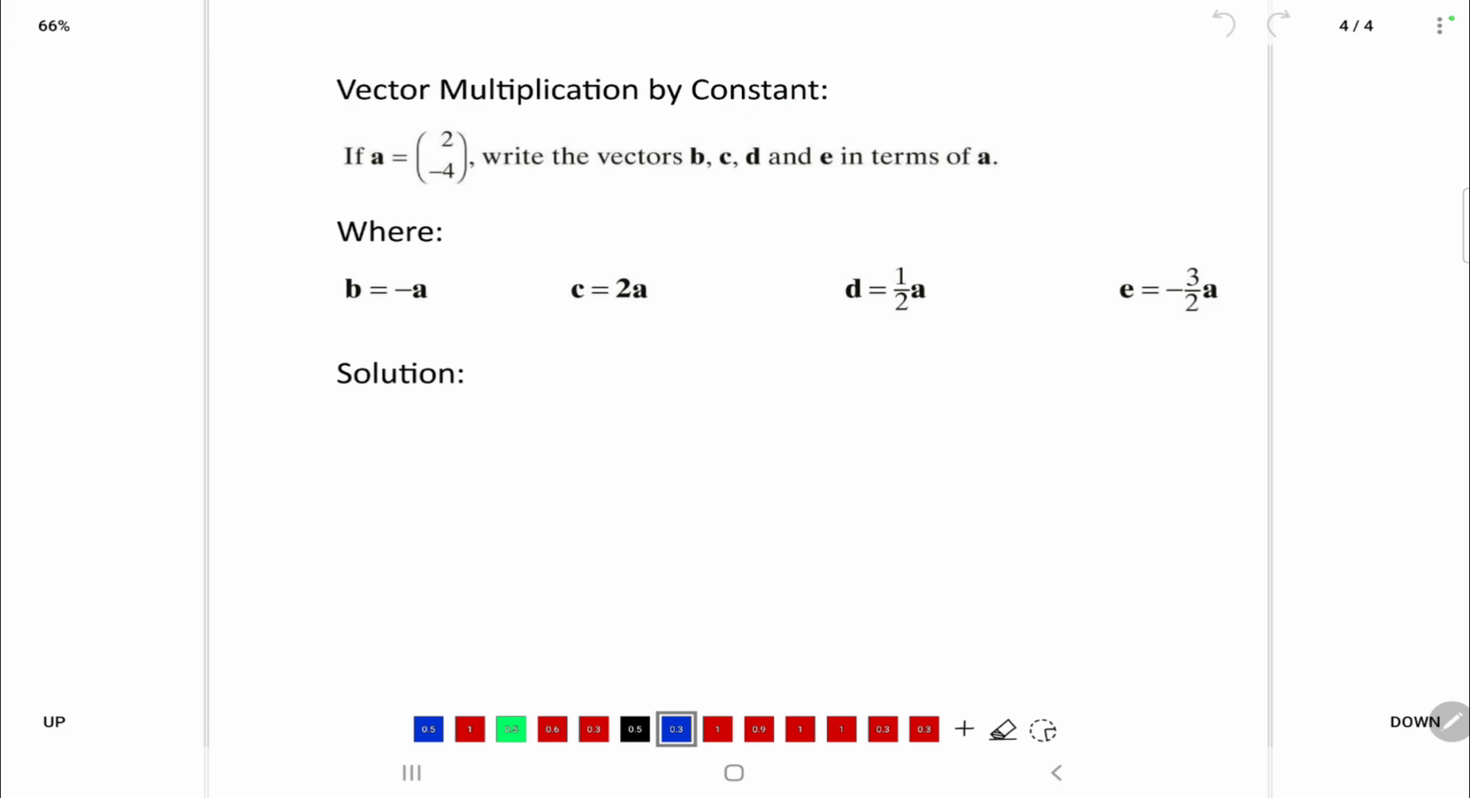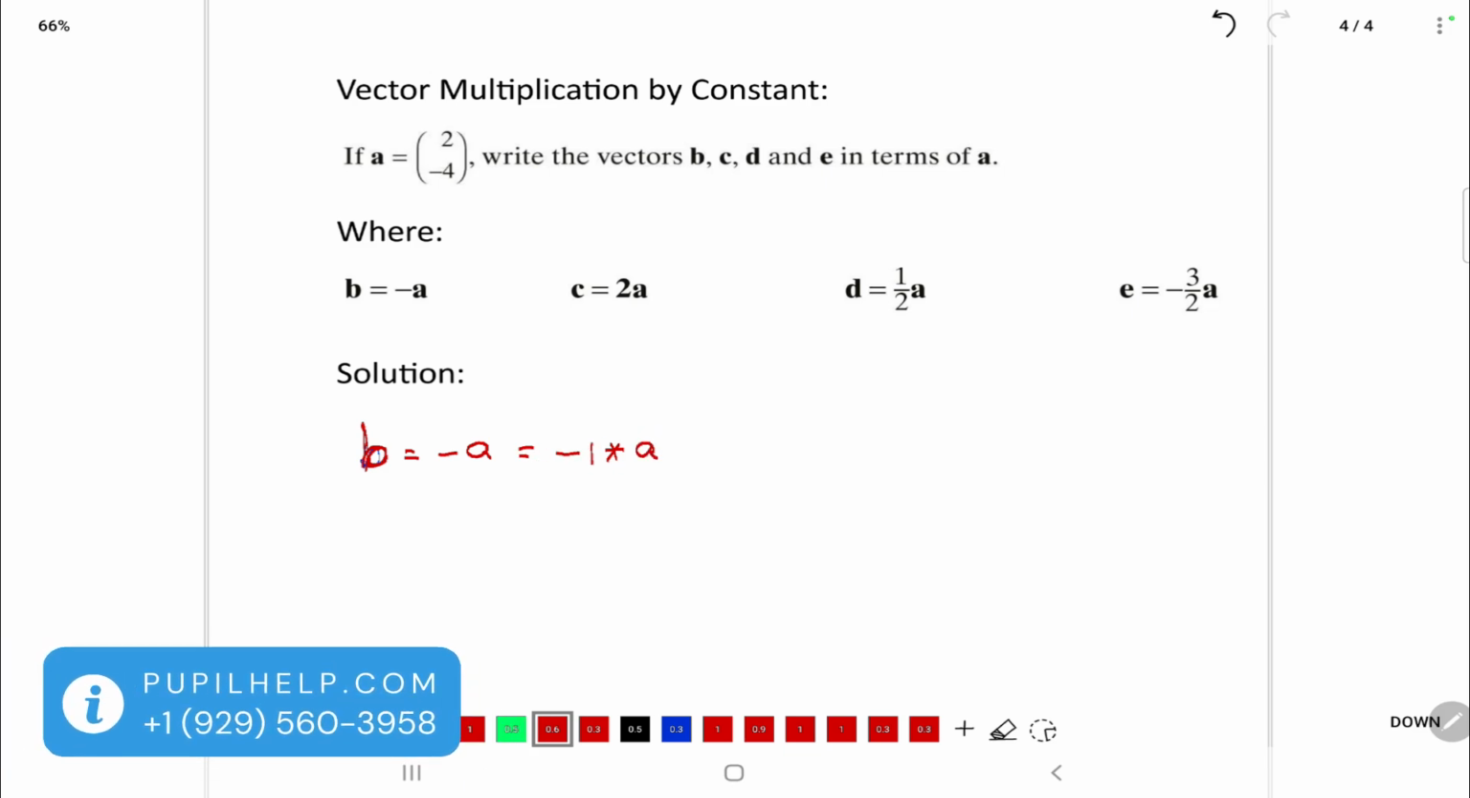Another example, vector multiplication by constant. We'll carry on from our last session. If A is a vector, 2 and minus 4, write vectors B, C, D, and E in terms of A, where B equals minus A, C equals 2A, D equals half A, and E equals minus 3 over 2A. Now the solution. How can I compute B from A? B equals minus A. That means it is minus 1 multiplied by A.